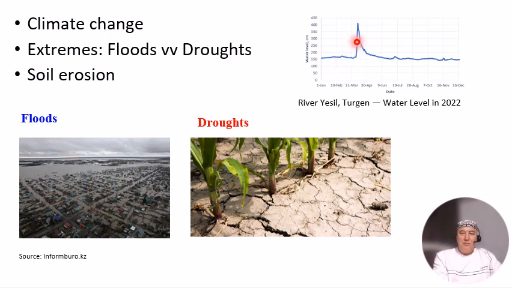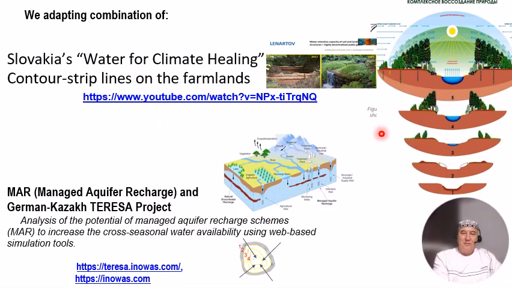You may see on this graph that we have big peaks with floods in spring. It's just one example, the Ishim River, and during the summertime we have a season of droughts. We have a small amount of water during the summertime, and we have big soil erosion. These are some of the main problems we are facing in Kazakhstan.